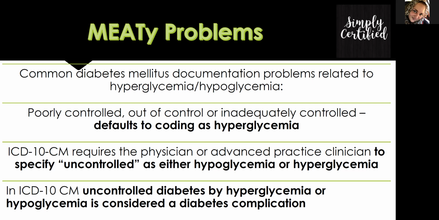ICD-10 requires a physician or other practitioner to specify uncontrolled as either hypoglycemia or hyperglycemia. ICD-10 uncontrolled diabetes by hyperglycemia or hypoglycemia is considered a diabetes complication and therefore has a combination code.